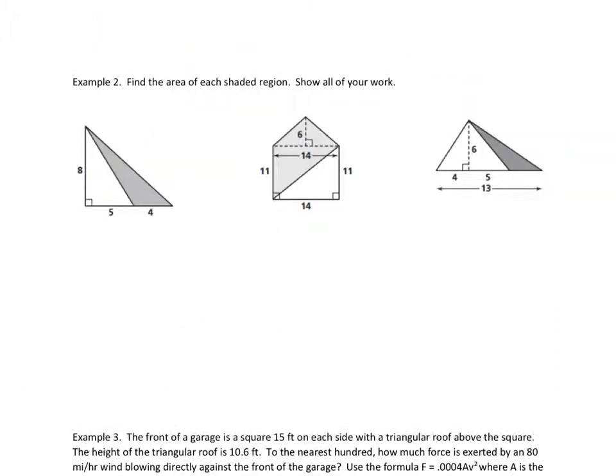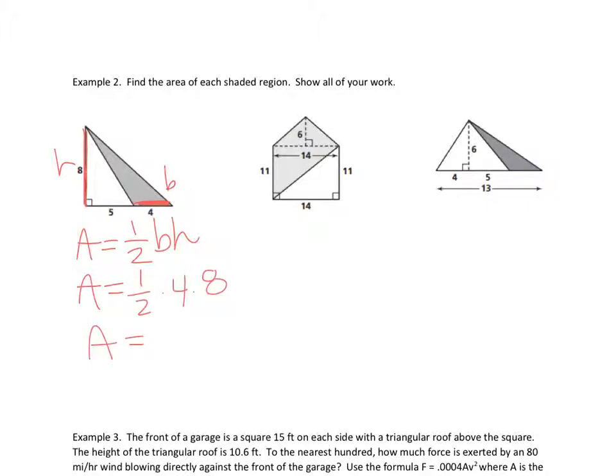Okay, find the area of each shaded region. So there's a couple different ways that you can do this. Immediately, I just think of taking the area of this big triangle and subtracting the area of the white, but really, I have enough information to find the area of this gray triangle. The base is 4. The segment that's perpendicular to the base, the height is 8. So I do area equals 1/2, because a triangle is 1/2 base times height. Area is 1/2, 4 times 8. Area is 16 units squared. There's no unit, so I put units squared.